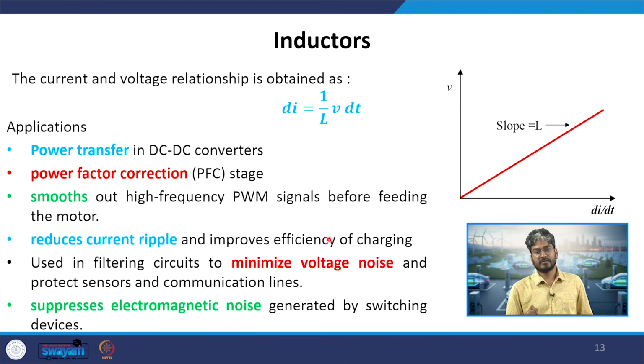So, how this is done, we will see that if the inductor is missing, what will happen to the charger and how its efficiency is decreasing. It is used in the filter circuit, so it will be minimizing the noise, and it will be used in the protection circuits and your communication circuits. Okay. So, here this suppresses electromagnetic noise generated by the switching device. When we operate the switch, it will create some type of electromagnetic noise, which will be suppressed by the use of inductor. Okay. So, these are some of the applications of your inductor.